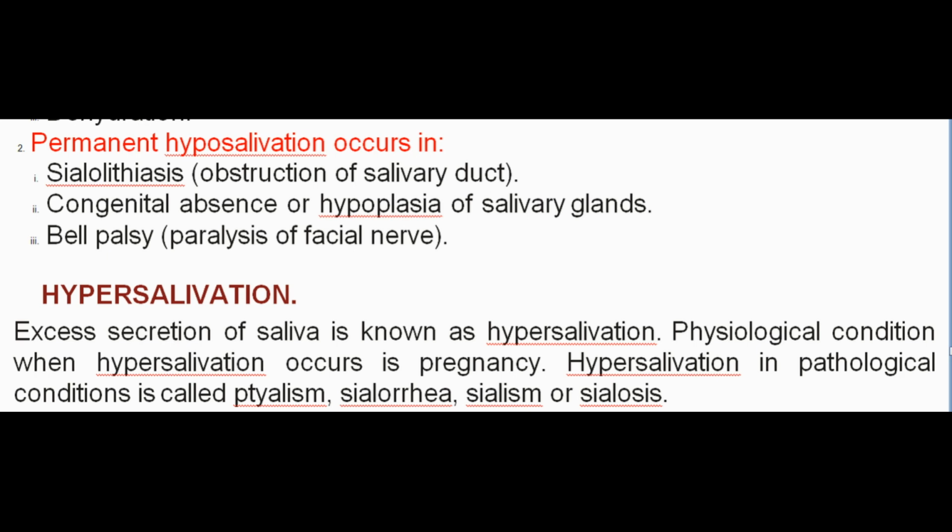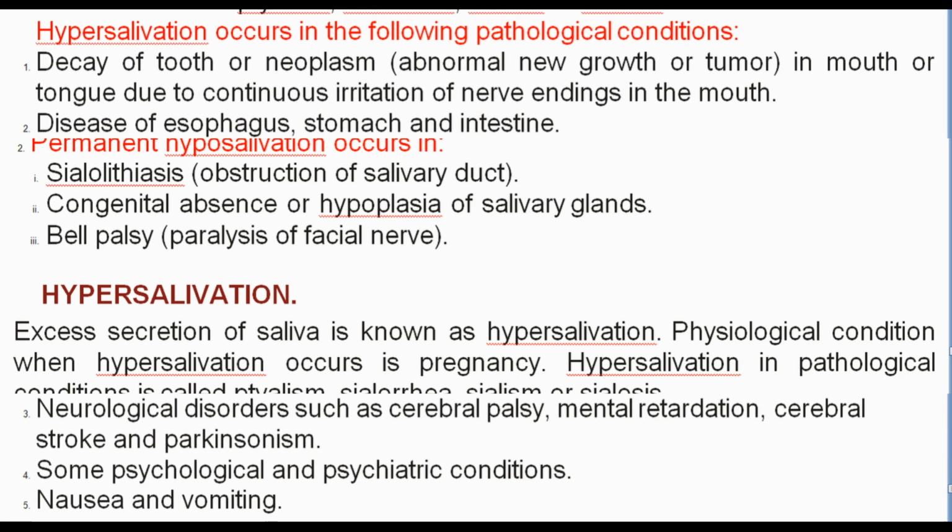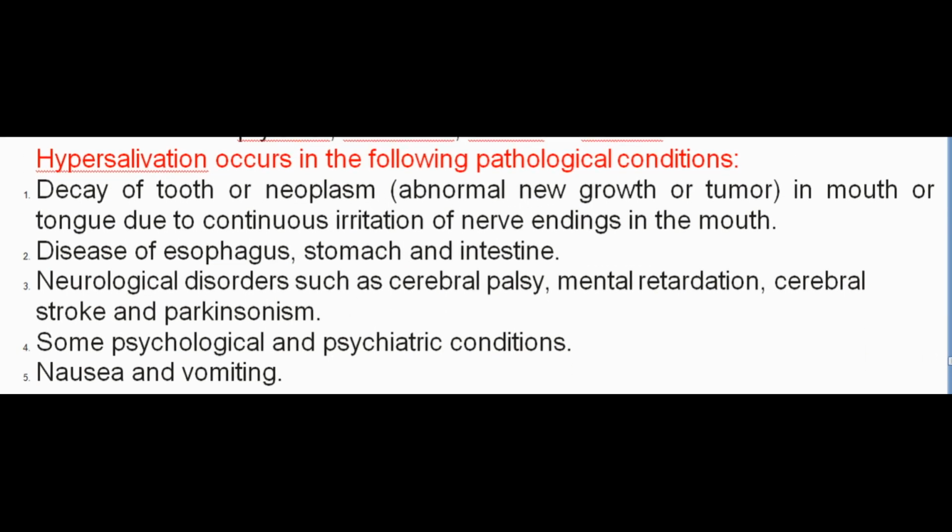Hypersalivation. Excess secretion of saliva is known as hypersalivation. Physiological condition when hypersalivation occurs is pregnancy. Hypersalivation in pathological conditions is called ptyalism, sialuria, sialism, or sialosis. Hypersalivation occurs in the following pathological conditions: decay of tooth or neoplasm, abnormal new growth or tumor, in mouth or tongue due to continuous irritation of nerve endings in the mouth.